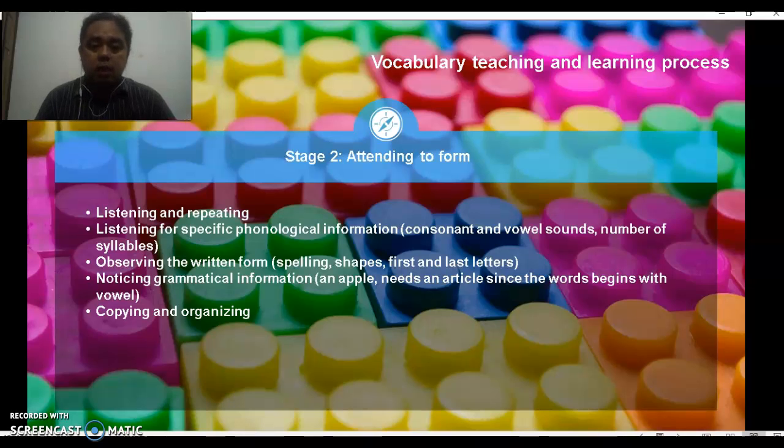I'll give an example about giving articles. For example, an apple. Why an apple? Because in its article, since the word begins with a vowel, it is an apple. And the last is copying and organizing.